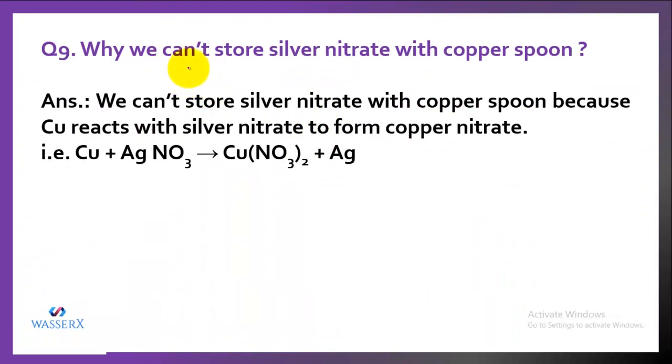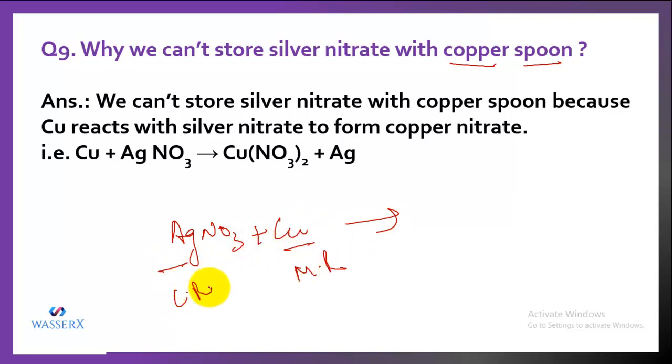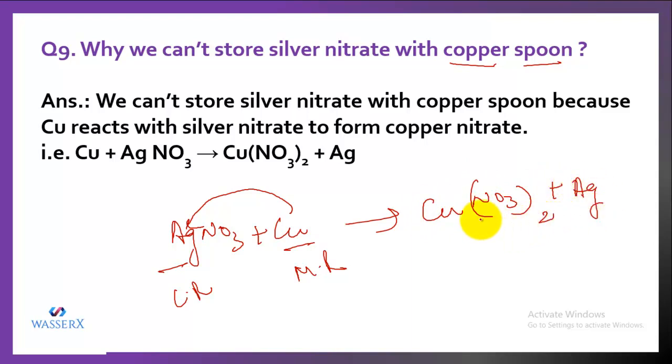Another question is, why can't we store silver nitrate in a copper spoon? Silver nitrate is AgNO3 and the copper spoon is Cu. The reason being copper is more reactive and Ag is less reactive. According to the reactivity series, the more reactive metal can displace the less reactive one. So if it is stored this way, copper will displace silver and lead to the formation of copper nitrate and silver. So to prevent this reaction, or to retain AgNO3 as AgNO3 and Cu as Cu, they are not stored together.